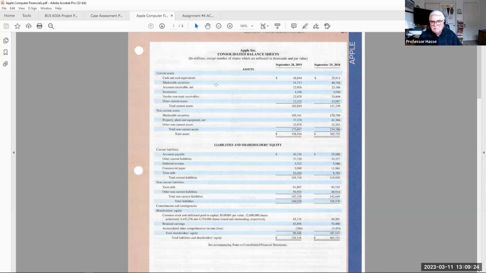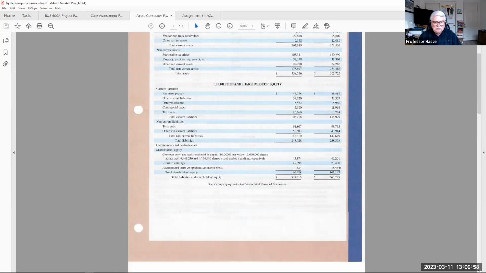of dollars, meaning that 338,516 is the assets of Apple. No, it's $338,516,000,000. That keeps the numbers fairly small and simple to understand, which is what Apple does, and what most major corporations do, and probably the corporation that you're looking at for the project paper will do that as well. So you have to be cognizant that they are in millions of dollars, and that's important. So this is the balance sheet of Apple Computer.